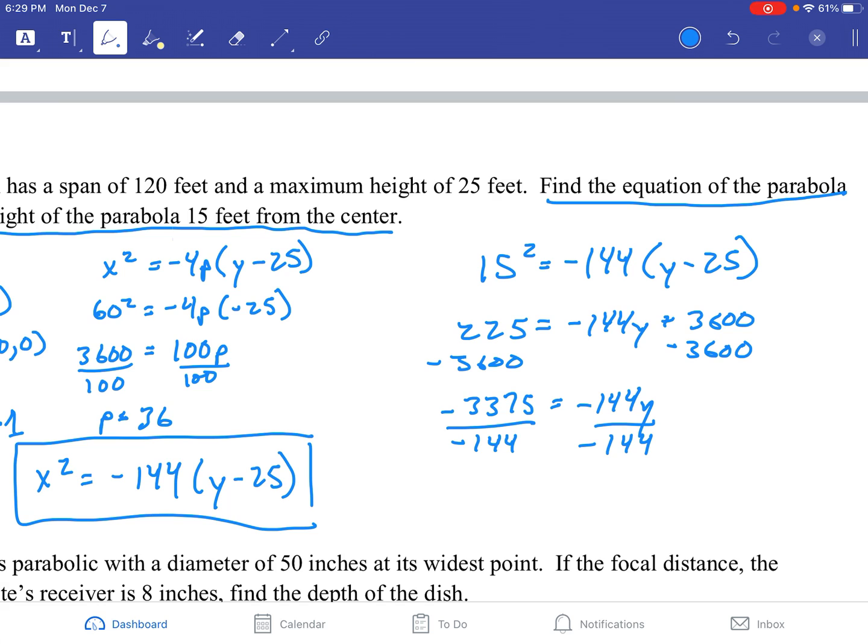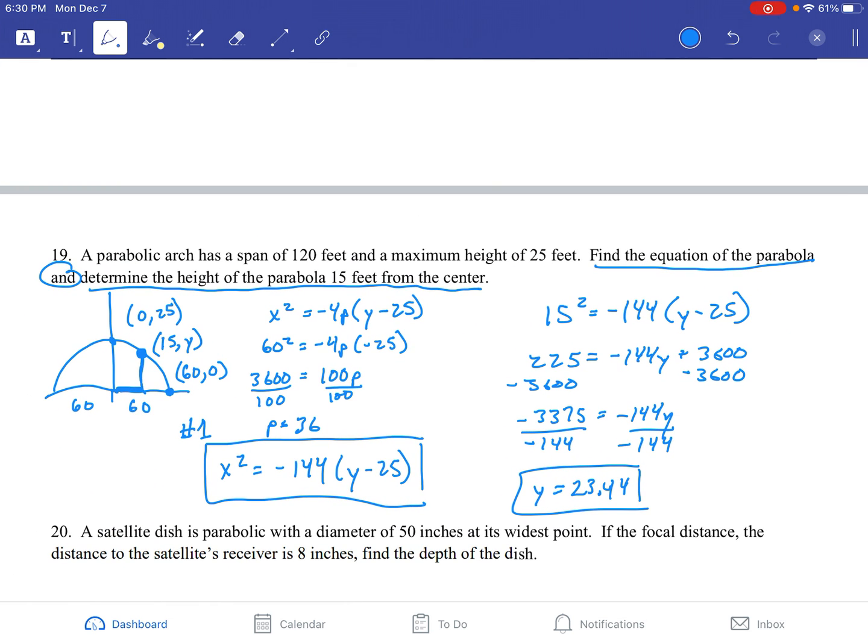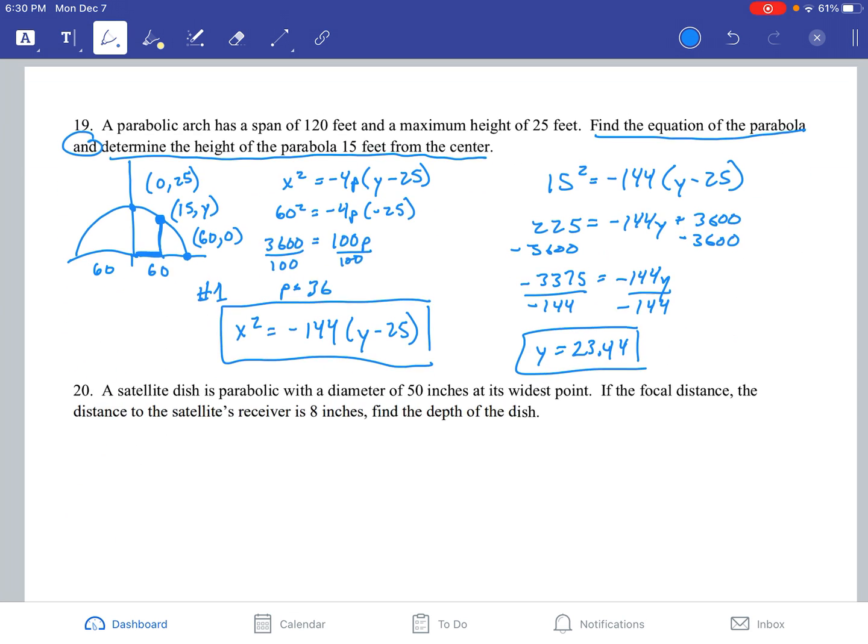We will get y is equal to 23.44. We'll just round up that last number. And that is how tall the parabola is, 15 feet from the center. Okay, makes some sense because it's less than 25, which is the highest part. So that's good. It looks good.